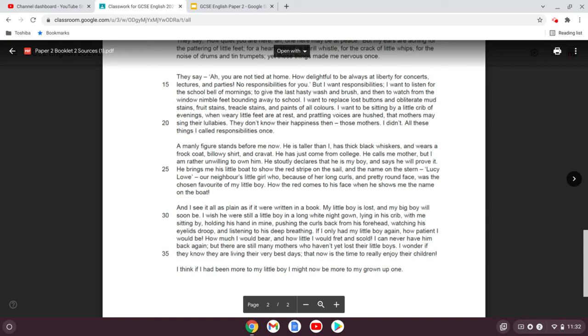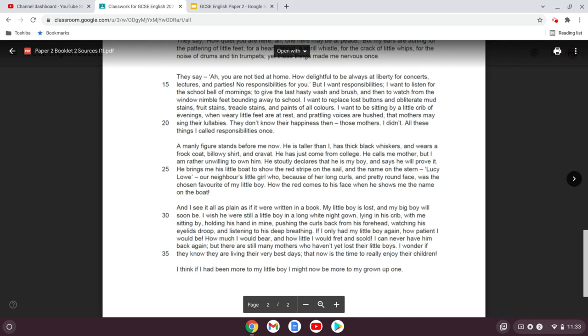I want to listen for the school bell of mornings, to give the last hasty wash and brush, and then to watch from the window nimble feet bounding away to school. I want to replace lost buttons and obliterate mud stains, fruit stains, treacle stains, and paints of all colours. I want to be sitting by a little crib of evenings when weary little feet are at rest and prattling voices are hushed, that mothers may sing their lullabies. They don't know their happiness then, those mothers. I didn't. All those things I called responsibilities once.